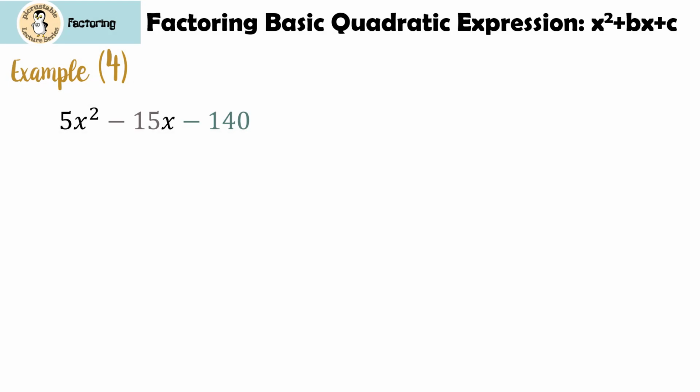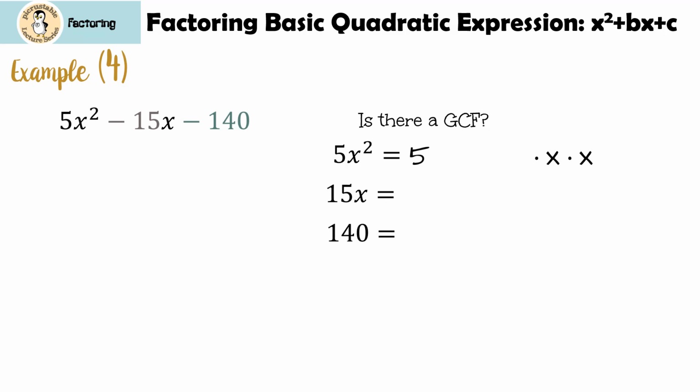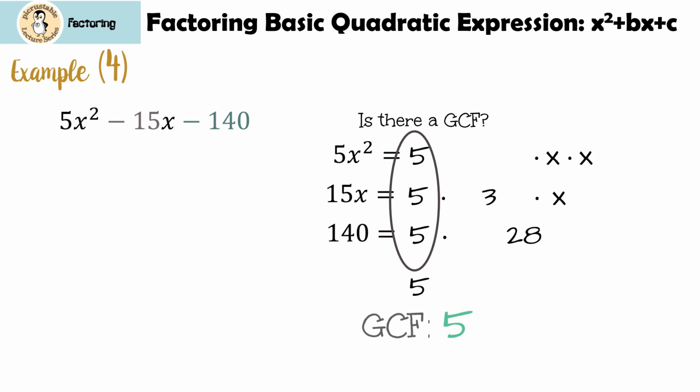The first thing we always ask: is there a greatest common factor? Well, let's look at our terms. We have 5x squared, 15x, and 140. Some of you will probably see it right away. 5x squared is 5 times x times x, 15x is 5 times 3 times x, and 140 is 5 times 28. In this case, yes, we do have a greatest common factor, and that's 5.